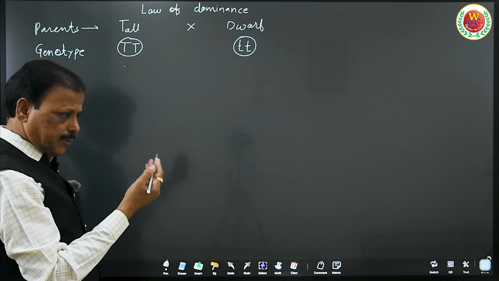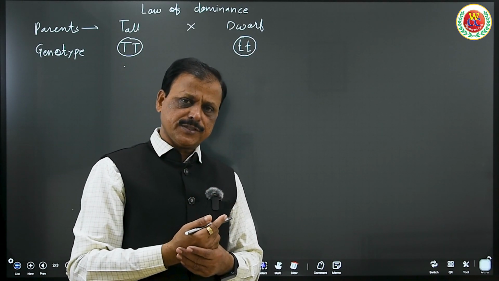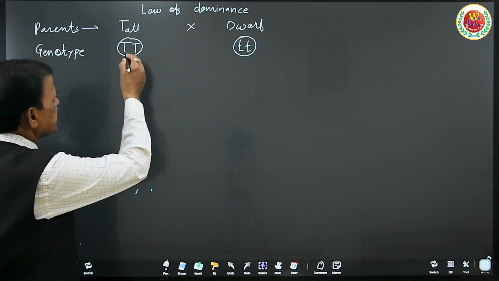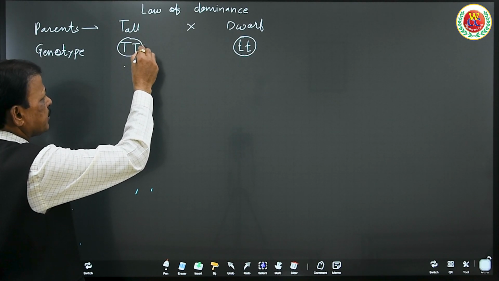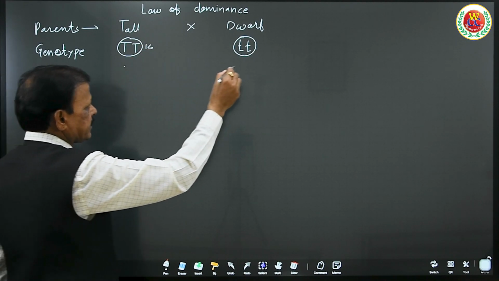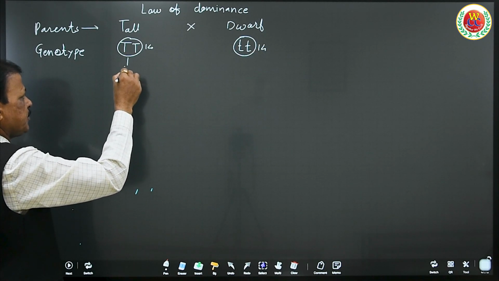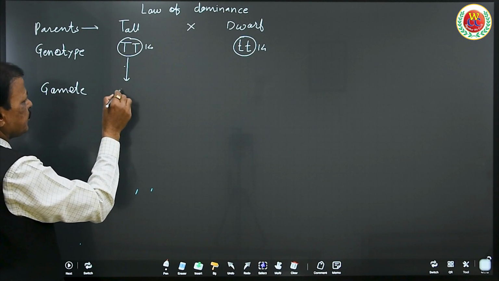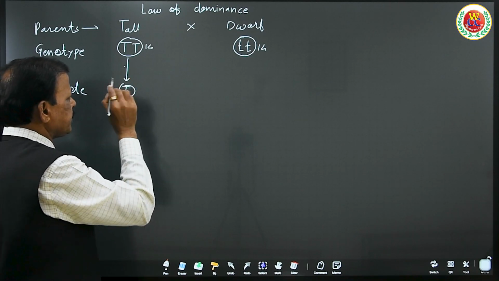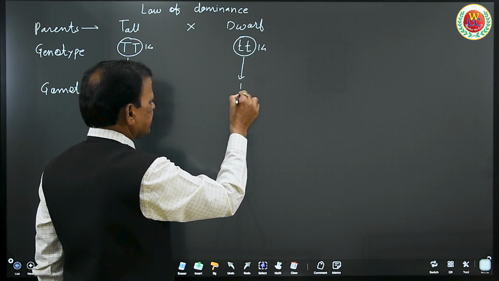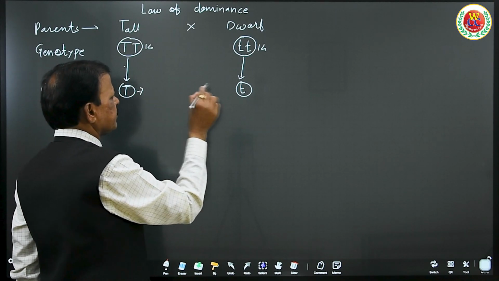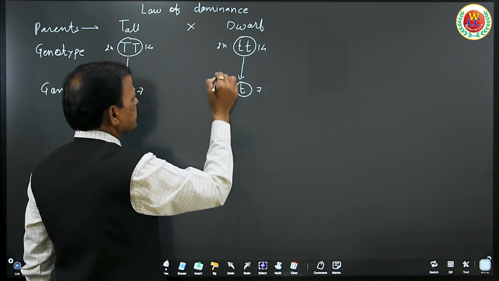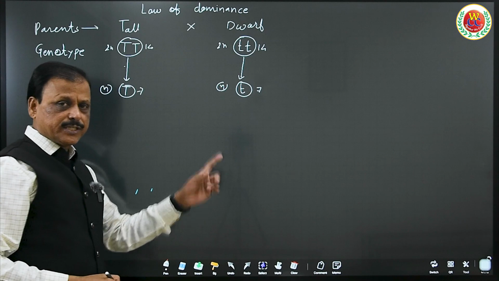Now when any cell undergoes meiosis to produce gametes, it produces gametes with the haploid number of chromosomes. Say the tall plant has 14 chromosomes. When it undergoes meiosis, that is gametogenesis, producing gametes, out of the 2 only 1 will get into the gamete, capital T in one plant and small t in the other, 50% each. So this is haploid, with 7 chromosomes. The parent was diploid, and now the gametes produced are haploid. So these are the gametes.